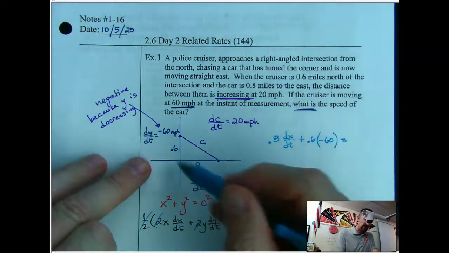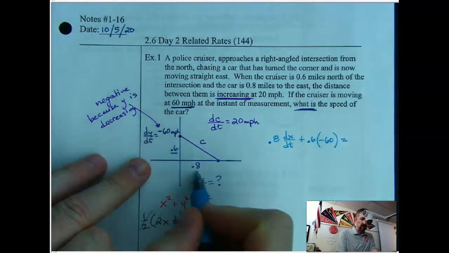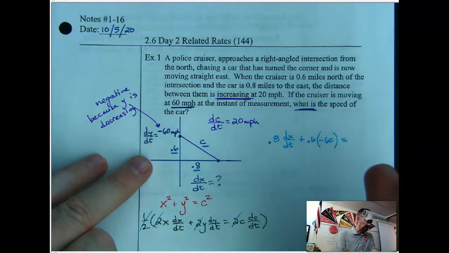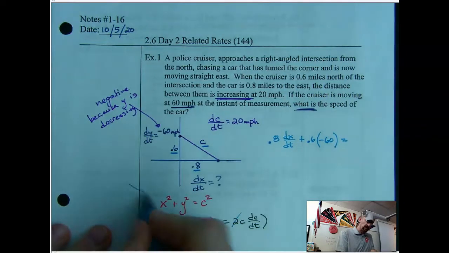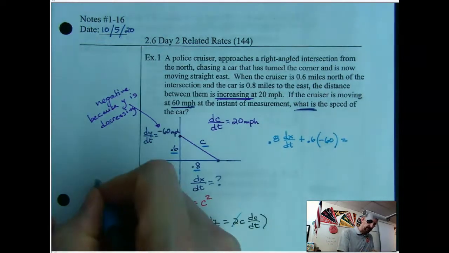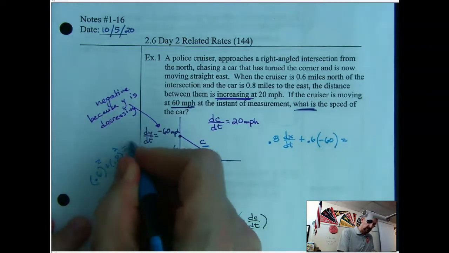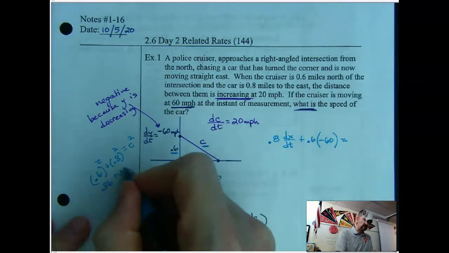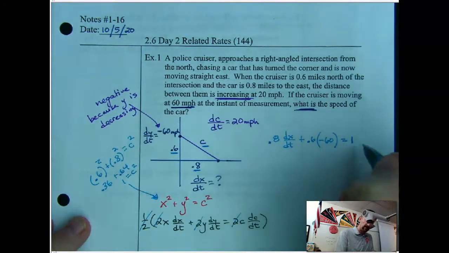So if we come back and calculate, this is at that exact moment. So we can use the Pythagorean theorem right there to figure out what that is. So in the equation here, that would be 0.6 squared plus 0.8 squared equals c squared. So this is 0.36 and this is 0.64, so that's 1. So c equals 1. And the rate of change of c was 20 miles per hour.